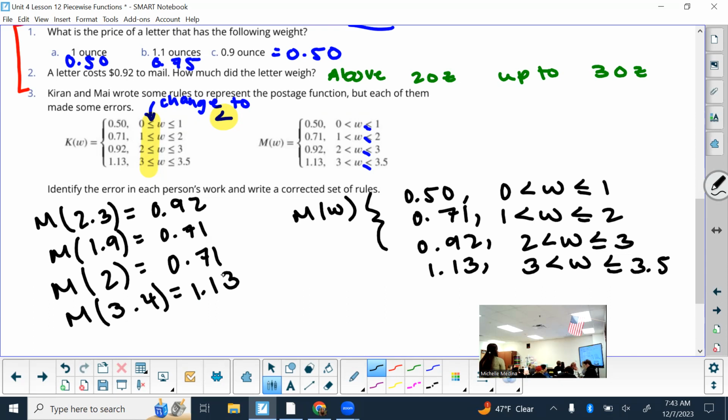$1.13. Okay, so really you just gotta see if they're replacing the W, look at where the W's are. See which one it falls in between, and then that's your output. Okay? Questions on that? All right, let's flip to the back and then my notes next.